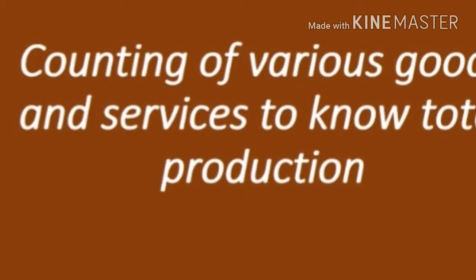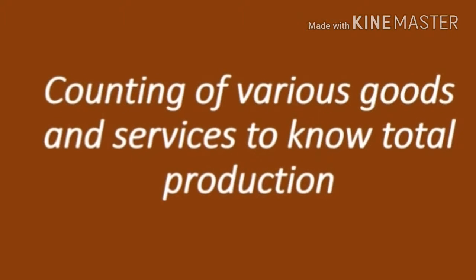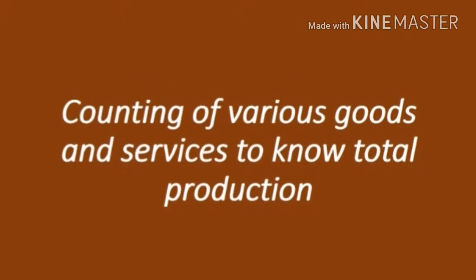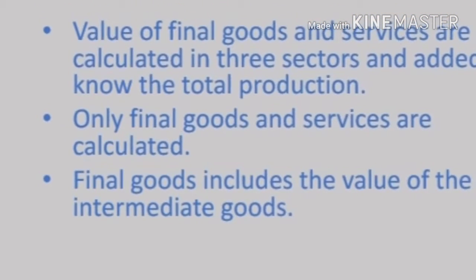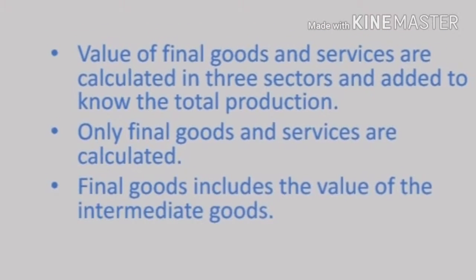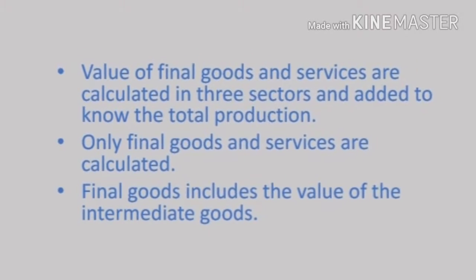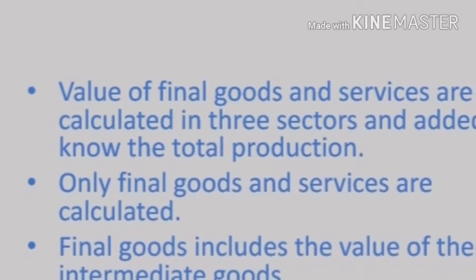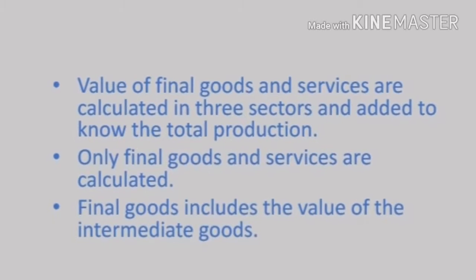Students, our next point is the calculation of the total production in each sector: primary sector, secondary sector and tertiary sector. Students, the value of the final goods and services in the three sectors is calculated, then added up to know the total production in each sector. Only final goods and services are counted because the value of the final goods includes the value of all the intermediate goods that are used in making the final goods.